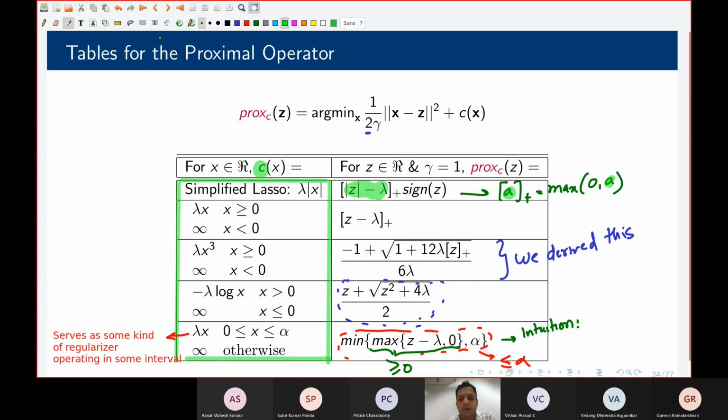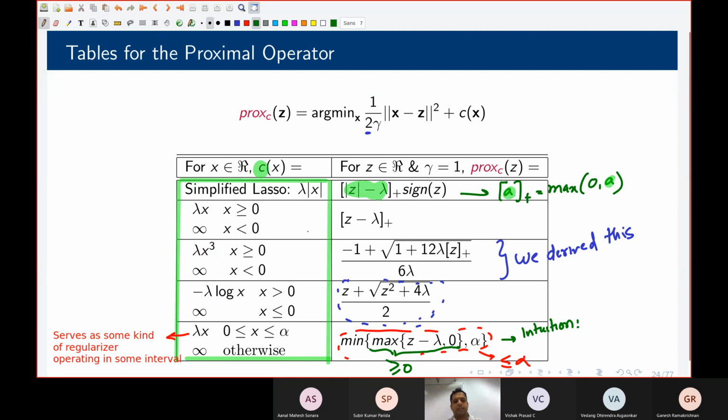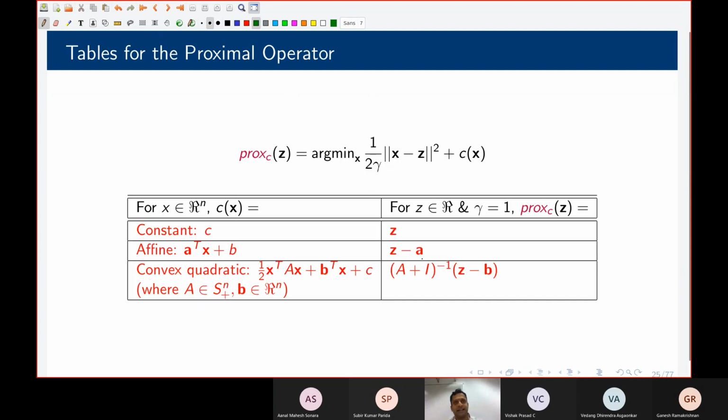I hope this is all clear. We can probably proceed. Okay, so the more general set of functions for constant C, the prox is just Z. Well, C is basically ineffective, right? Affine functions A transpose X plus B give just Z minus A. Now, if you start putting thresholds, affine A transpose X plus B when X is in some interval, then suddenly you will need operators on Z minus A, like we had earlier. You see the relation. The affine function, like lambda X, was bringing in this factor lambda, exactly like here, right? Z minus A. A is like the lambda.